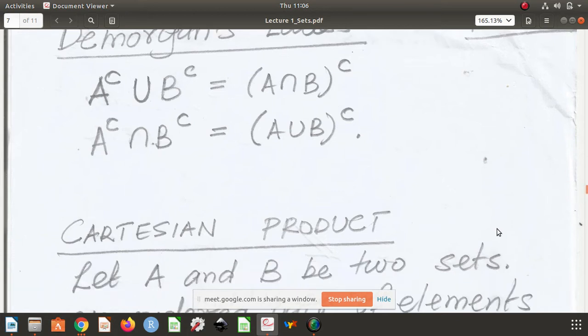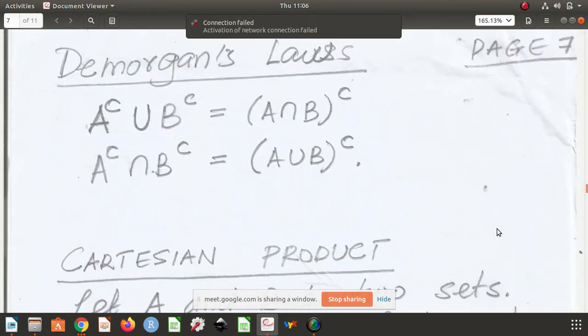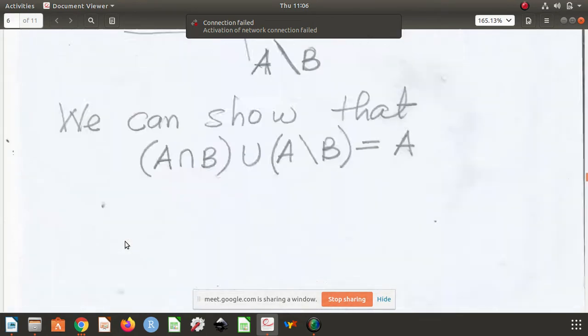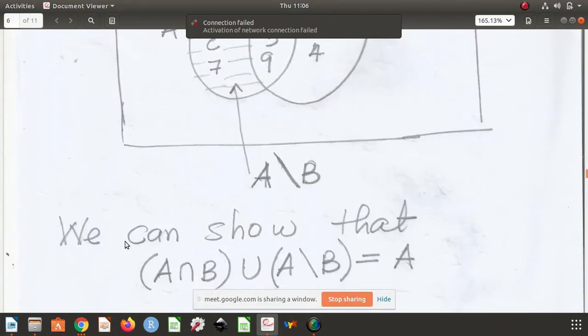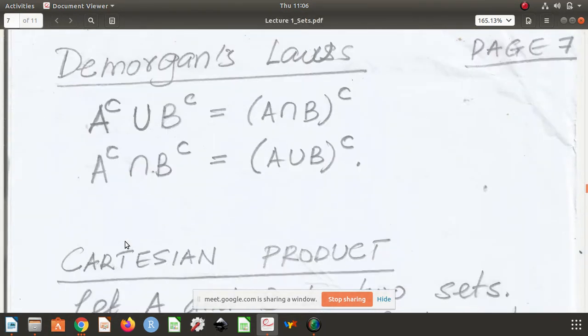So these ones are De Morgan's laws. I need a diagram to explain this. I don't know why I did not include a diagram in this one. I needed to have defined the complement, or rather work with this in a setting where we talk about a universal set.